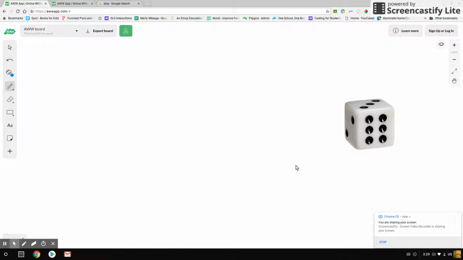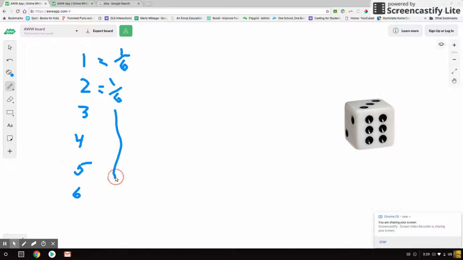If I'm rolling one die, I know that there are 6 different outcomes that I could get. I could roll a 1, a 2, a 3, a 4, a 5, or a 6. The probability of each number is 1 out of 6. There are 6 total sides. I have a 1 out of 6 chance of getting each number all the way down. So we would say, yes, that is a fair activity according to probability.